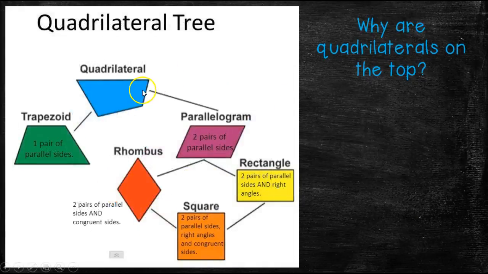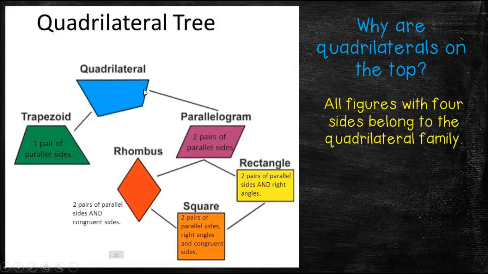Why are quadrilaterals on top? Well, that's because all figures with four sides belong to the quadrilateral family. So all of these figures down below are quadrilaterals because they all have four sides.